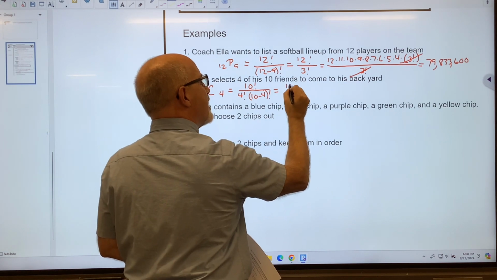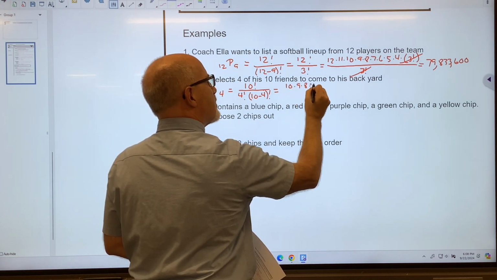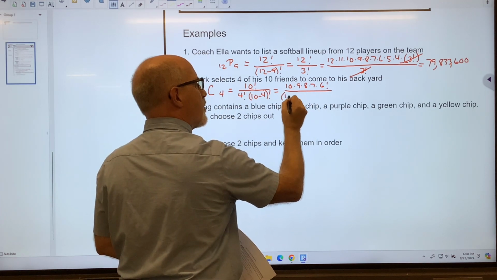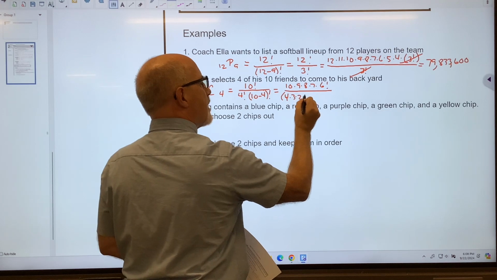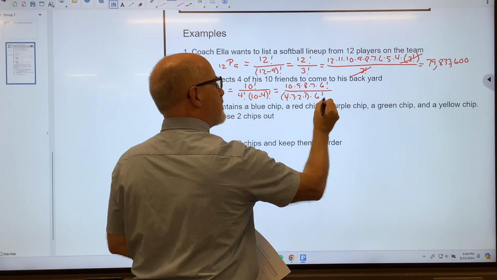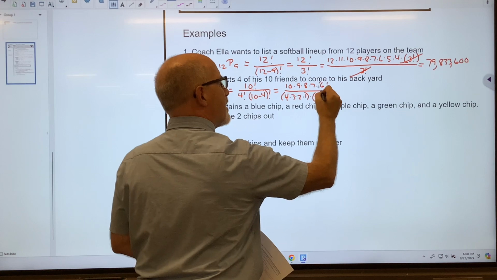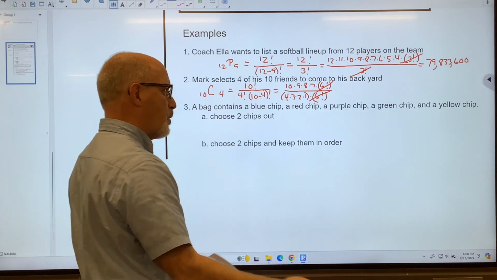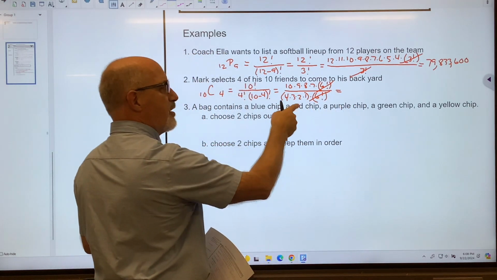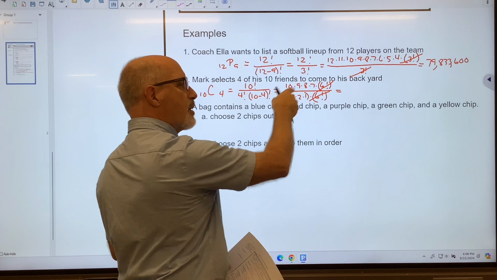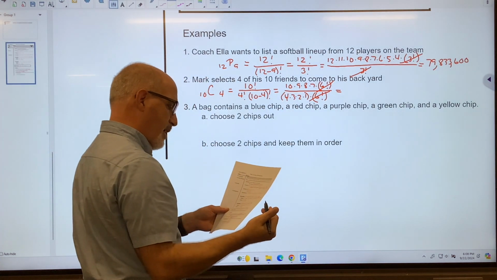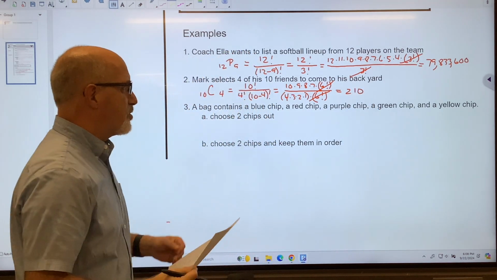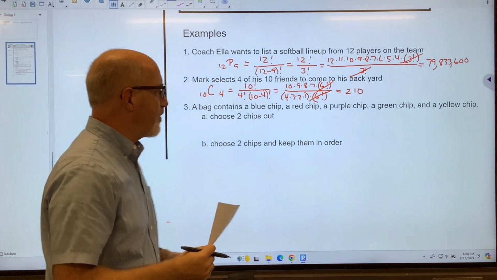So what I'm going to have is 10 times 9 times 8 times 7 times 6 factorial. Down here, I'm going to have the 4 factorial, which is 4 times 3 times 2 times 1, times 6 factorial. I'll just pick the bigger one to cancel out, 6 times 5 times 4 times 3 times 2 times 1. You can also do more reducing here if you want to. 4 times 2 is an 8, 3 goes into the 9, but you can also do it on your calculator, and when you do, you get 210 for that one. Okay, so there's 210 different ways you can select those 4 friends.